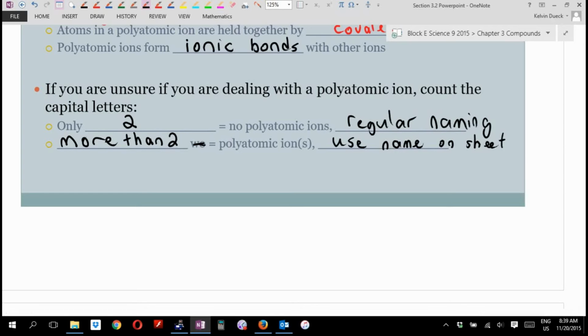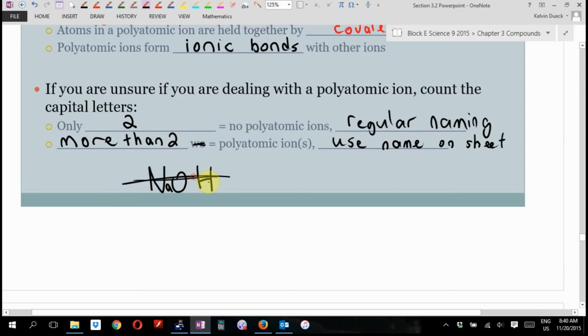Let me give you an example right here. I don't have one yet in your notes, so we'll just make one up right now. For example, if I went NaOH. What's the first thing? What is Na? It's a metal. Cool. How many capital letters do you see here? 3. This is going to be a polyatomic. So I would not call this sodium oxide. I would say sodium. Then I would go find OH on the back of my sheet. What is OH called? This is called sodium hydroxide.